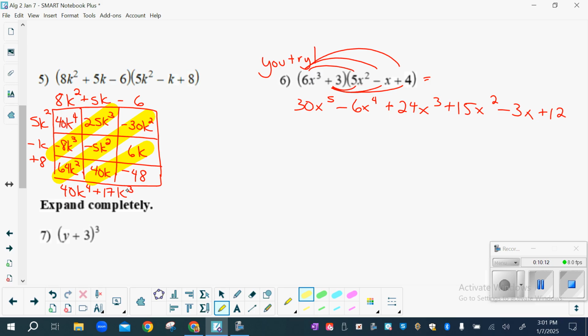And what's 64 minus 5 minus 30? Feel free to use a calculator. I know there's a lot of numbers there. 64 minus 5 minus 30 is 29, that's right, plus 29k squared plus 46k and then minus 48. That's your answer. It's because it's 3 by 3. No matter what, it's going to be a lot of steps.